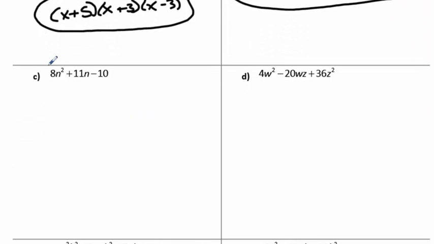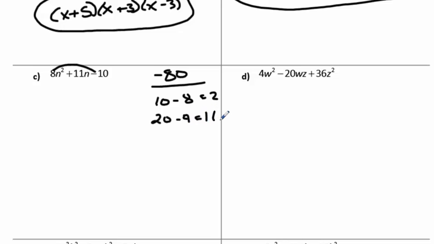The next one, we've got a trinomial with coefficient not 1, so we're going to multiply. 8 times negative 10 is negative 80. Let's break this down. If I do 10 minus 8, I get 2. That doesn't work. If I try 20 and 4, I get 16, so that doesn't work. 5 goes into 80 16 times, so if I try 16 and 5, that gives us 11, so that one does work. Let's set this up to factor by grouping.